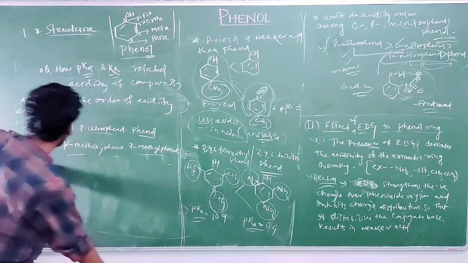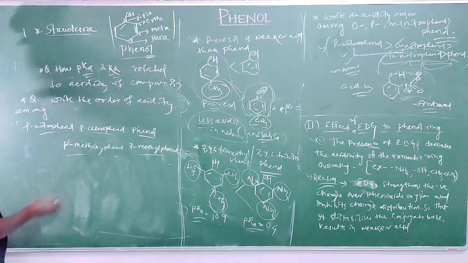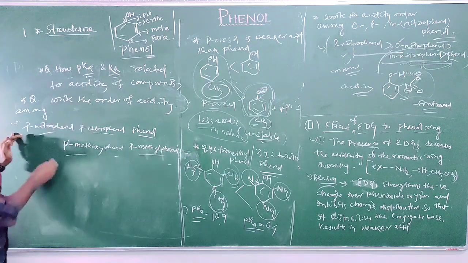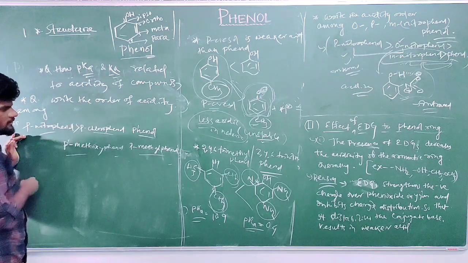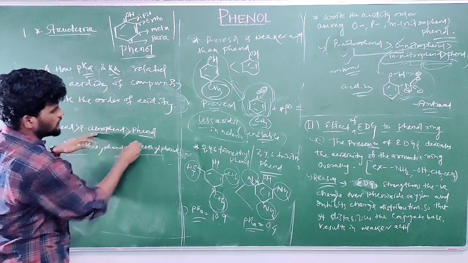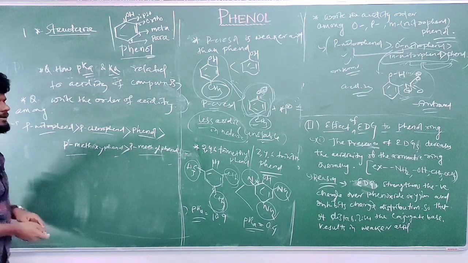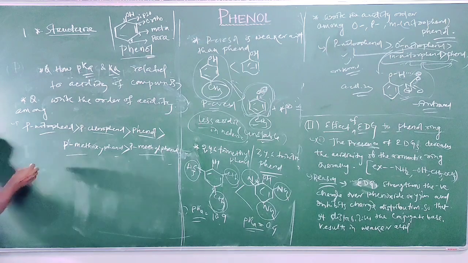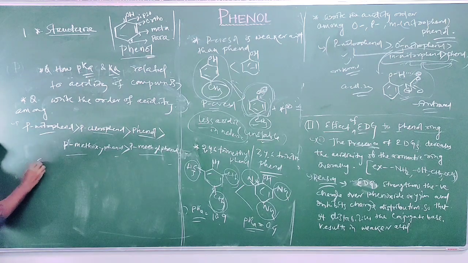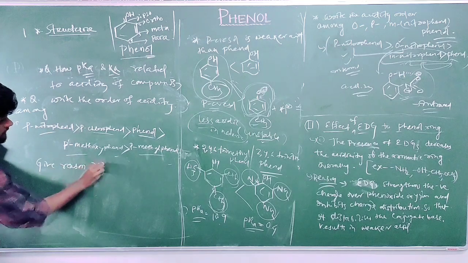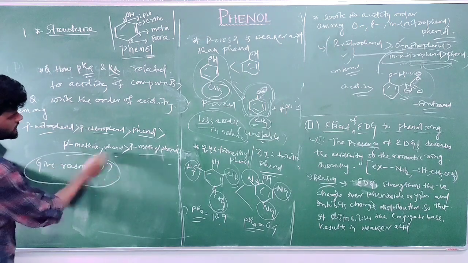I am giving you the hint and also the answer. You have to practice and tell me the reason in the comment section. Para-nitrophenol is more acidic than para-chlorophenol, which is more acidic than phenol, which is more acidic than para-methoxyphenol, which is more acidic than para-methylphenol. Okay, you have to give me the reason in the comment section for this trend.